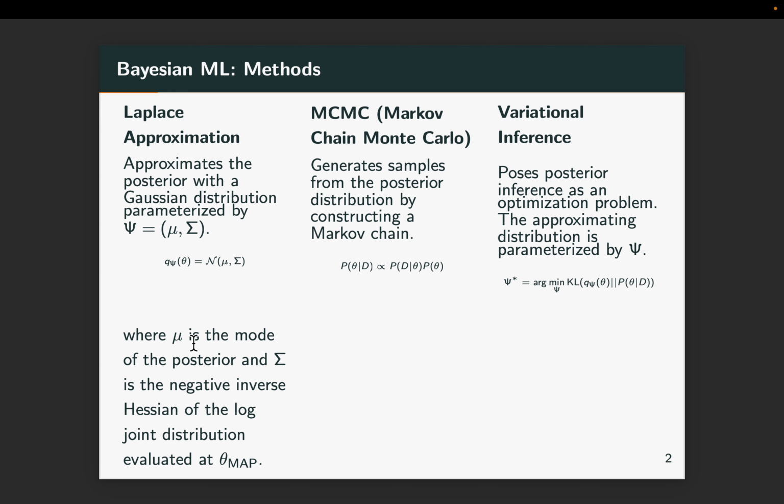Now, because we have an optimization problem, we also need an objective. The objective here is the KL divergence between q of theta and p of theta given d. Right? How many of us have studied KL divergence earlier?